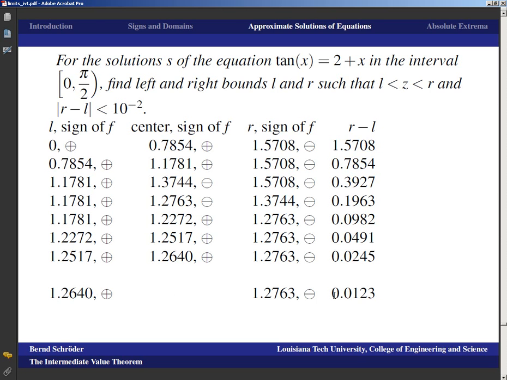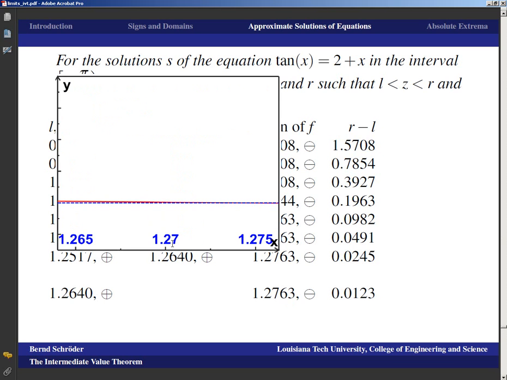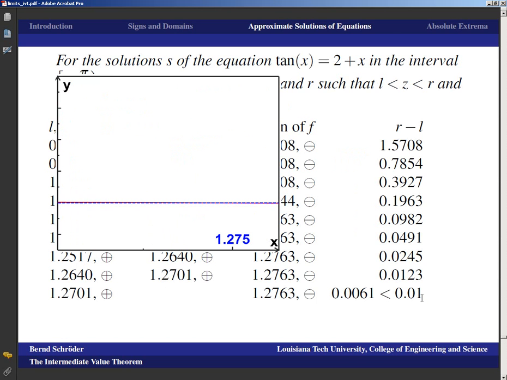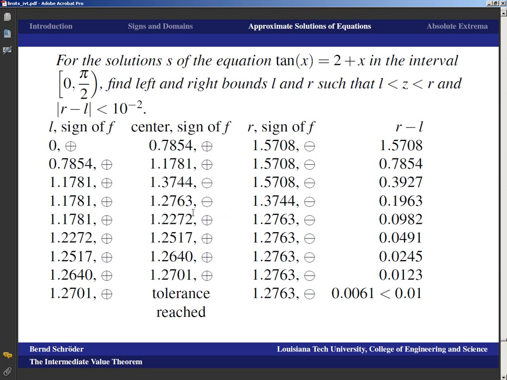You can see by now the tolerance is getting pretty close. And well, so this time the function is still positive at the center. So we record that row. This is our new left endpoint, this is our new right endpoint, and we can see that now the difference between these two endpoints is 0.0061, which is smaller than 0.01, and that means we really don't have to worry about this anymore. We have reached the desired tolerance, and so our values, L and R, that we would record are 1.2701 and 1.2763. We know that the solution will be between these two.